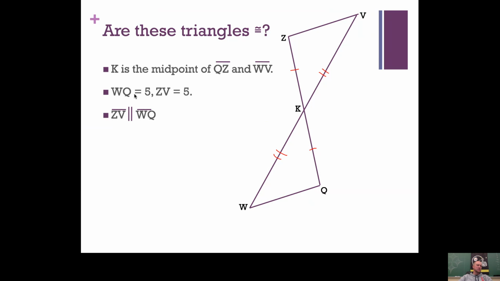The distance from W to Q is 5. The distance from Z to V is also 5. So what that means is those segments are congruent. One more thing. Segment ZV is parallel to segment WQ. So if these segments are parallel, what does that mean about these alternate interior angles? It means they're congruent.